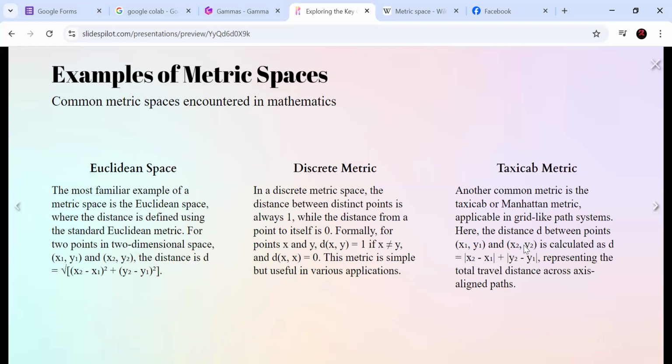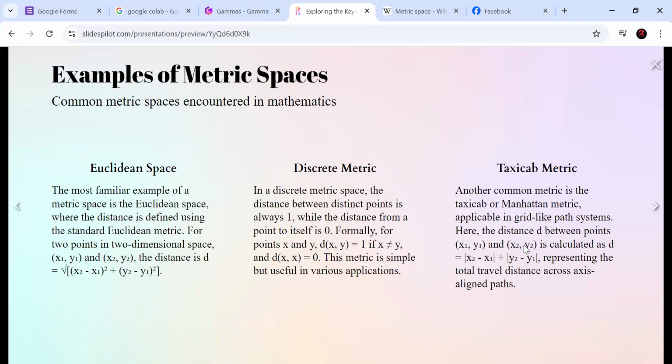Examples of metric space. The most familiar example of a metric space is Euclidean space, where the distance is defined by the standard Euclidean metric for two points in a two-dimensional space.